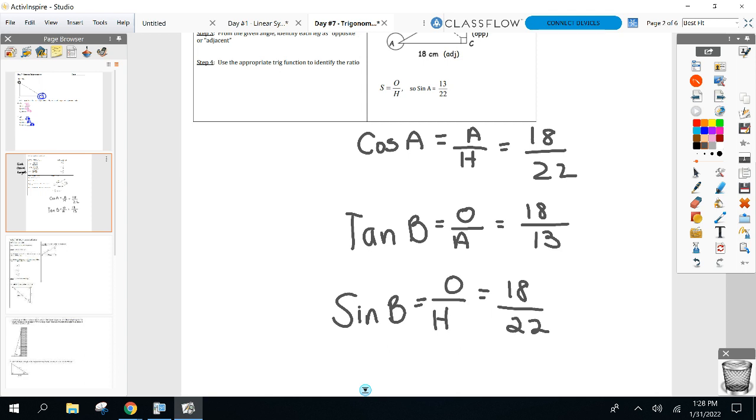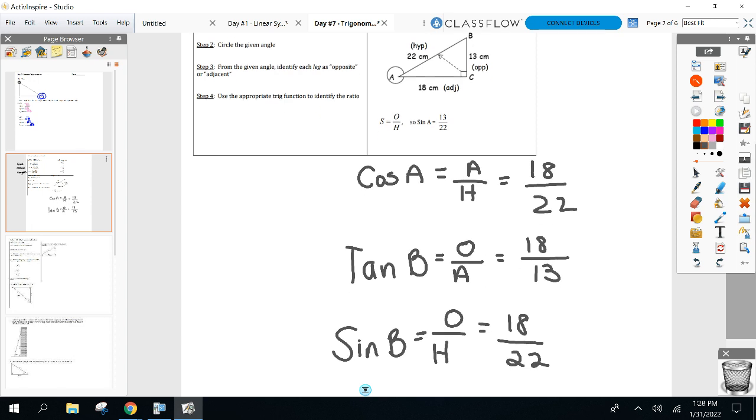Questions finding the ratios, because we're going to need the ratios to solve the problems now. I would have a question if I were you guys, but maybe not.